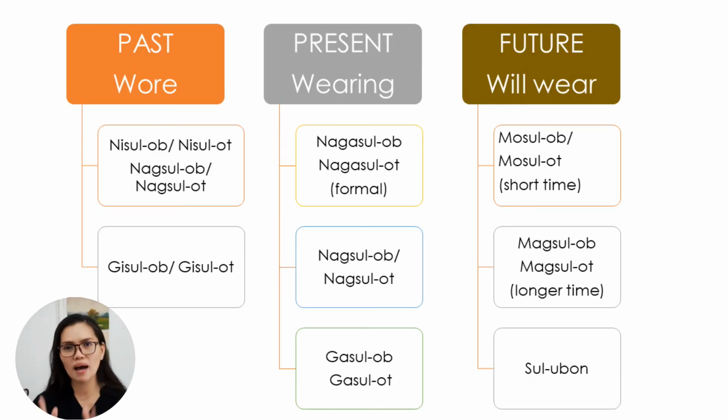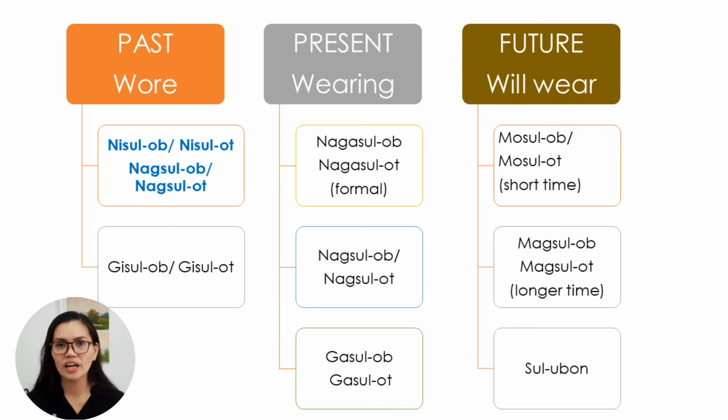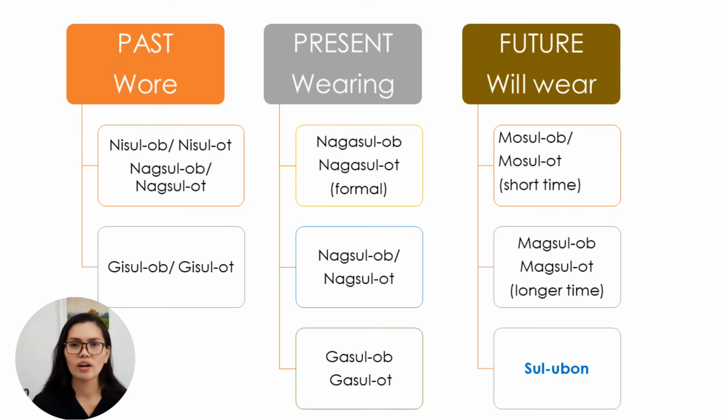There you go, guys. So we have past, present, and future tense form. For past tense, we have Nisul-ob or Nagsul-ob or Nagasul-ob or Gasul-ob or Gisul-ob. Present, we have also Nagsul-ob or Nagasul-ob or Gasul-ob for short version. For future tense, will wear, that is Mosul-ob or Magsul-ob. Actually in real situations, some would use mo, some will use mag. So don't be too stiff on this, guys, okay? Some words you really have to use mo, some words are mag, but most of the time mo or mag can be interchanged.